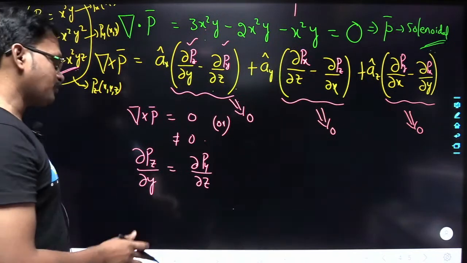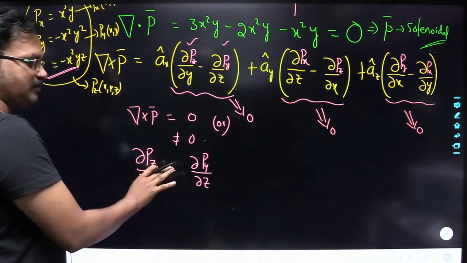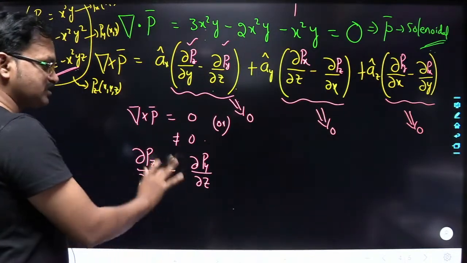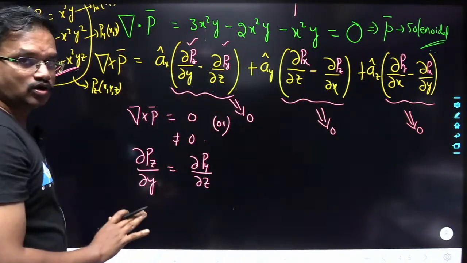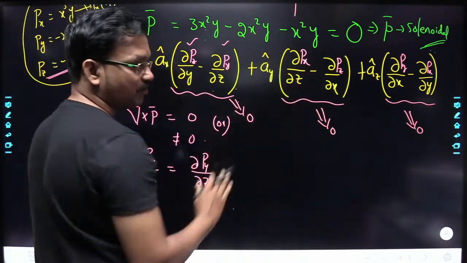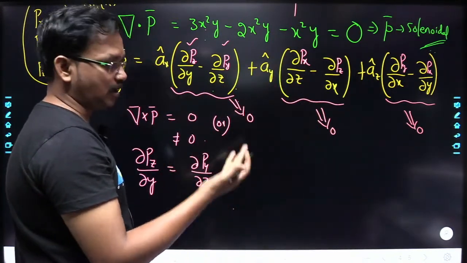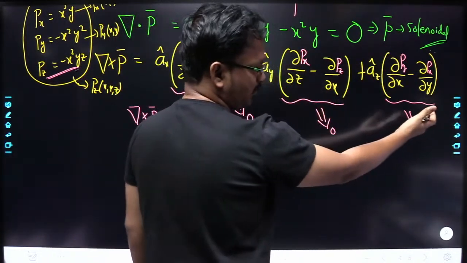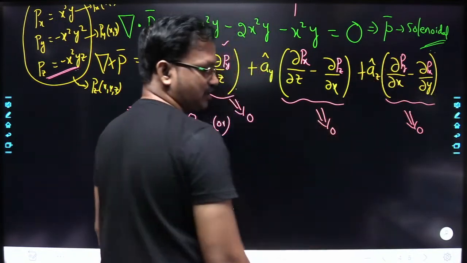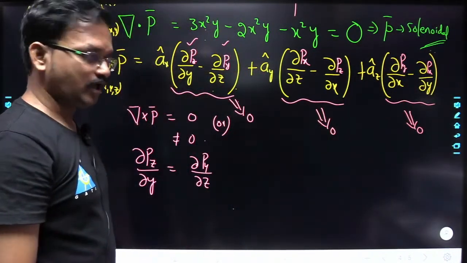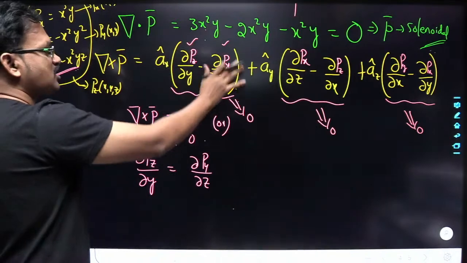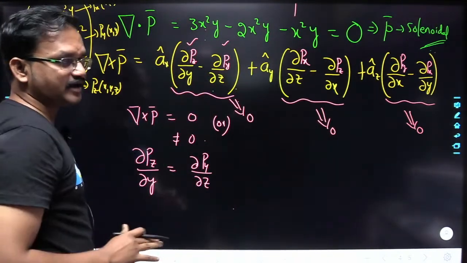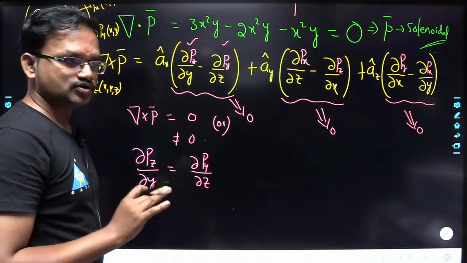Yes or no? Suppose this condition is satisfied, suppose ∂Pz/∂y equals ∂Py/∂z. Then this x component will go to 0, and I will check whether the y component is becoming equal to 0 or not. If here also this condition is satisfied, then I will go for the z component and check the condition, right? Okay. So if the x component itself does not satisfy this condition, then I can directly tell del cross P bar is not equal to 0, right?